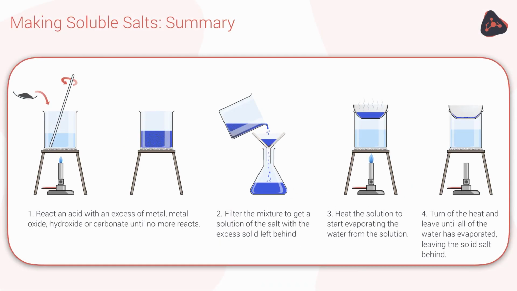Here is a summary of what we've just talked about in making soluble salts. First of all, you need to react the acid with an excess of metal oxide, hydroxide or carbonate until no more reacts. This will leave us with a solution of the salt and some leftover metal substance. So we'll need to filter the mixture to get a solution of the salt without the excess solid left behind.